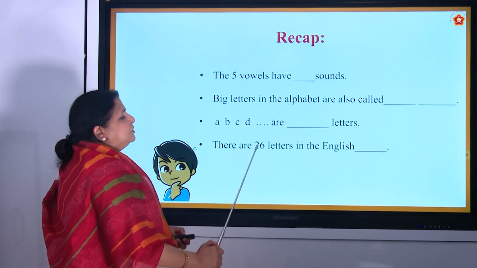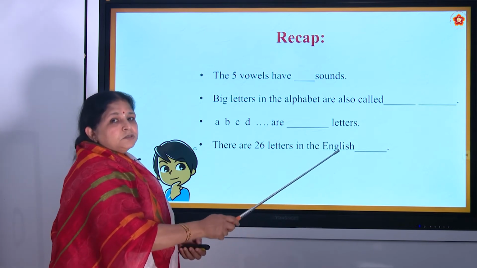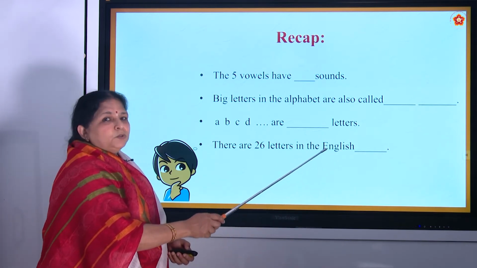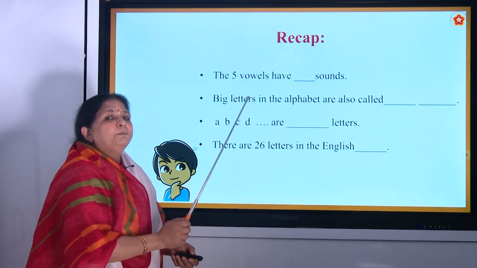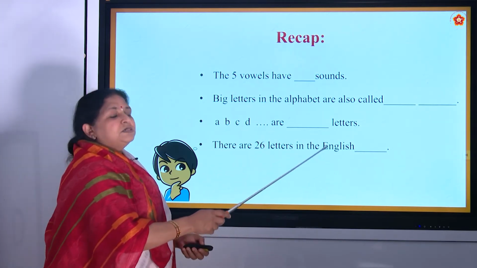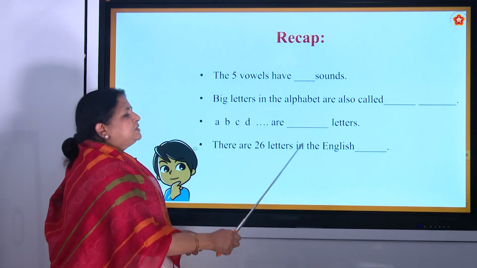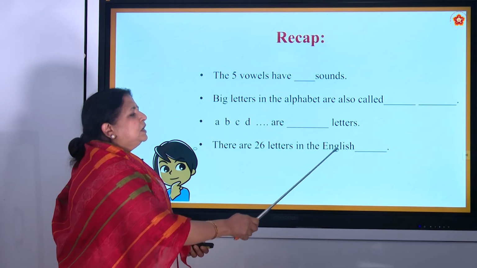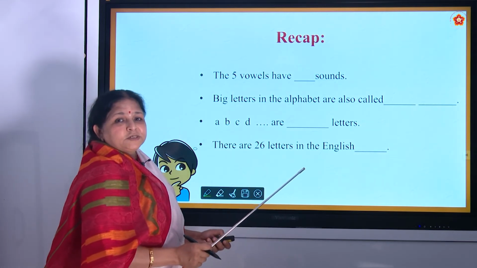There are 26 letters in the English what? Alphabet, not bets. I hope it is clear, children. Why not bets, and why is it bet? So there are 26 letters in the English alphabet. I hope all of you have written.